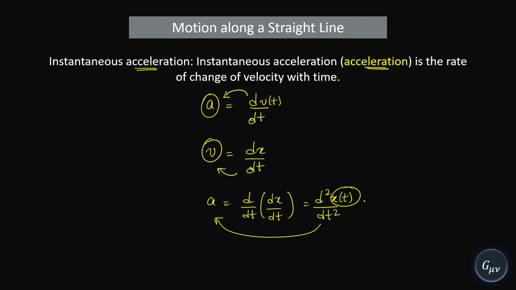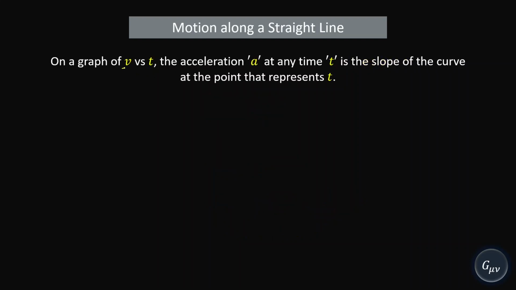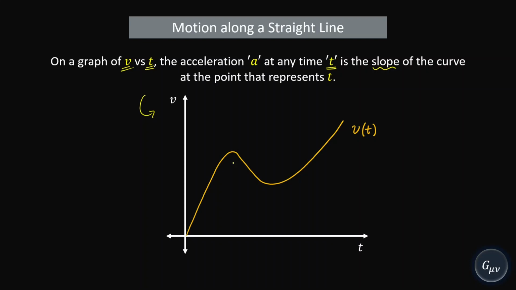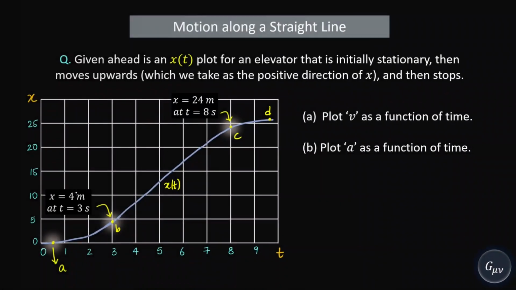If you think about this graphically, on a graph of v versus t, the acceleration a at any time t is the slope of the curve at the point that represents t. So in this graph, this line over here is the slope of the curve at this instant t. This slope is the acceleration. In other words, the tangent to the curve at a particular instant of time gives us the acceleration. Clear? Let us now solve a simple problem based on these ideas.